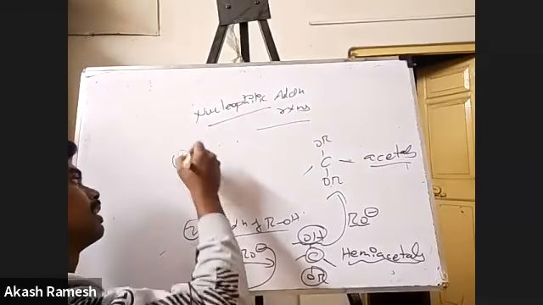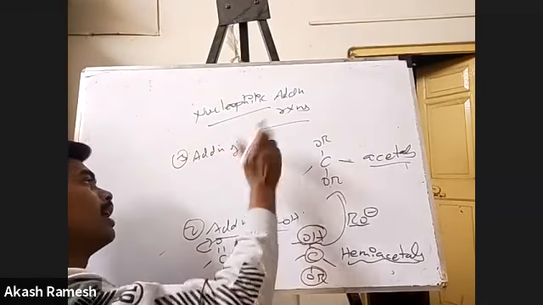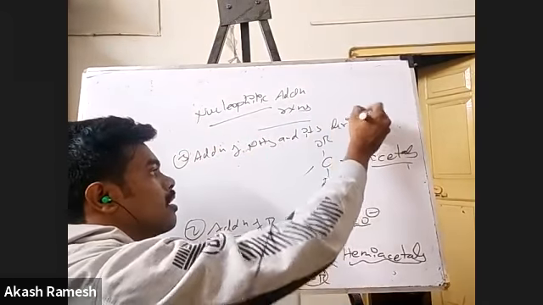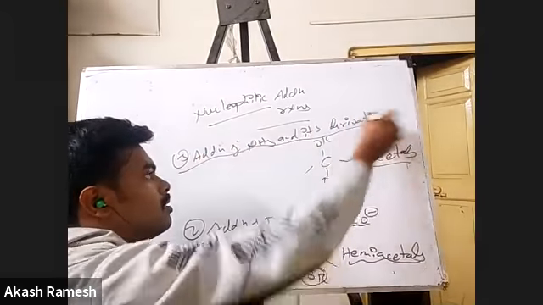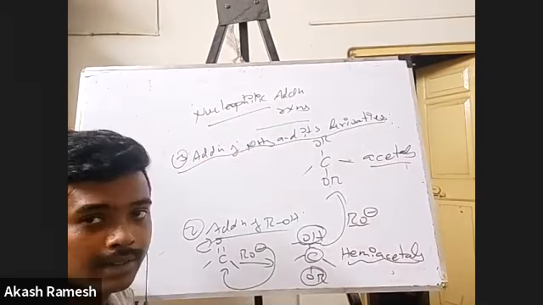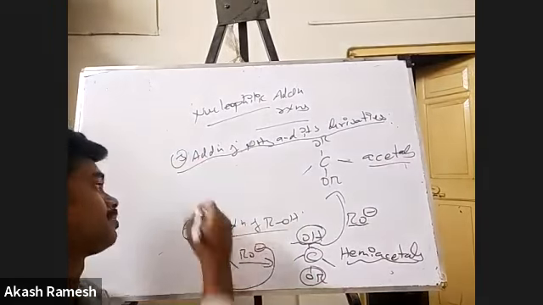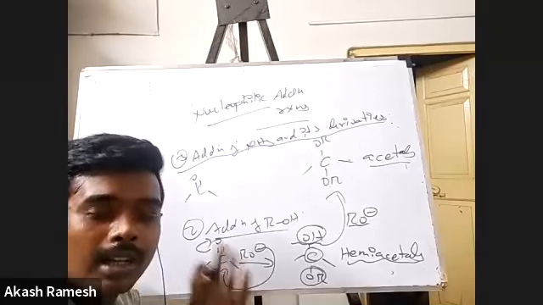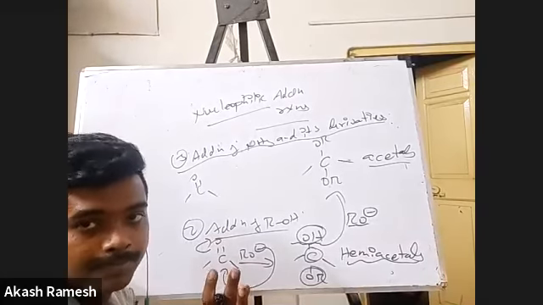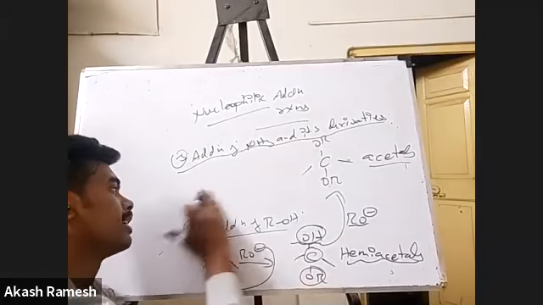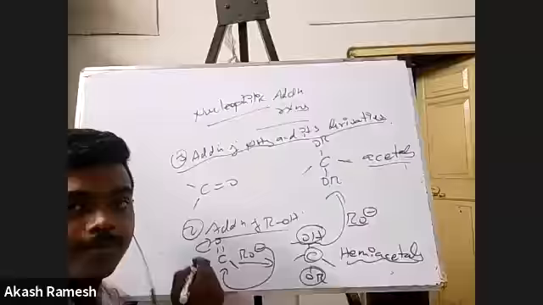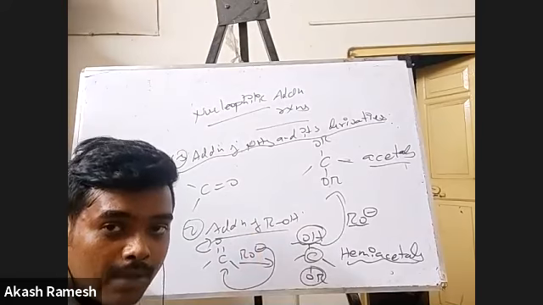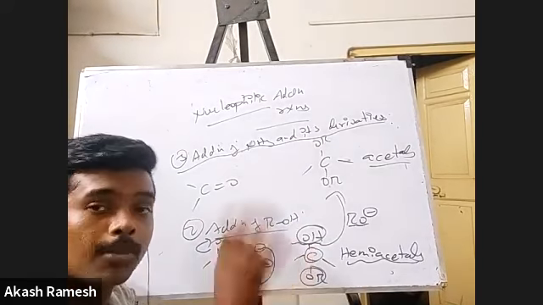Third one is addition of ammonia and its derivatives. Now it's pretty easy here. Say I had C double bond O, and again the mechanism is going to be very, very simple. When I say ammonia derivatives, I mean I have NH3, and I remove one of the hydrogen atoms from ammonia and put some other group.